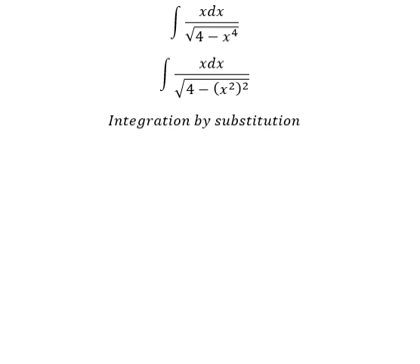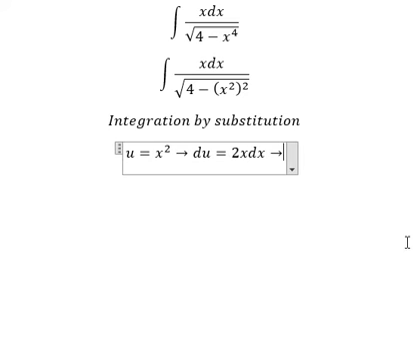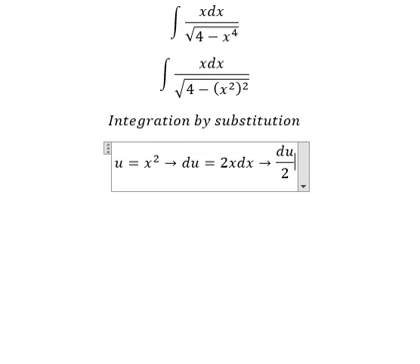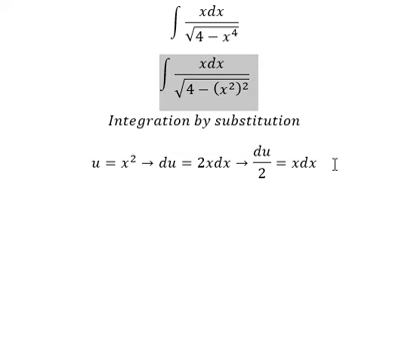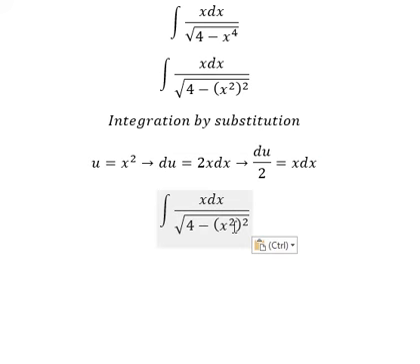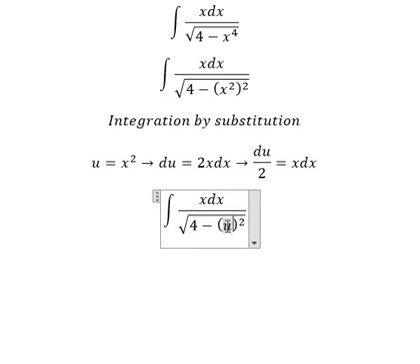So I will put u equal to x squared. So if we do first derivative for both sides, we got du equal to 2x dx. Because we don't have number 2, we divide both sides by number 2. So this one we change by u, and dx we change by this one.